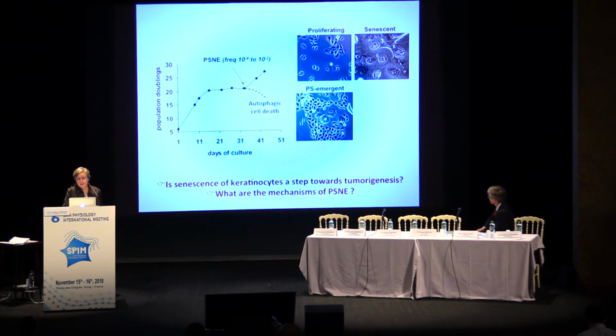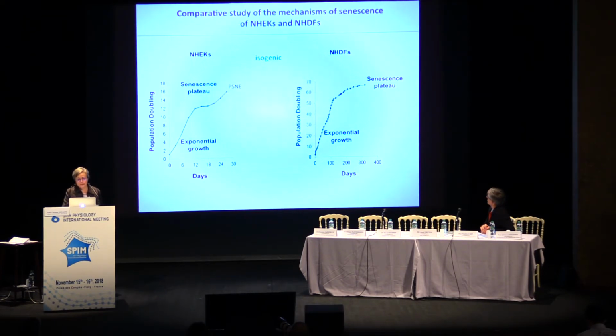So with keratinocytes, one cannot say that senescence is tumor suppressive, but perhaps rather a step that prepares for tumorigenesis. And so we used this model of cell culture to study the very first event at the origin of tumor initiation. So to make this study, we performed a comparative analysis of the mechanism of senescence of normal human epidermal keratinocytes and normal human dermal fibroblasts. And we worked with cells from the same donor to avoid any differences due to polymorphism.